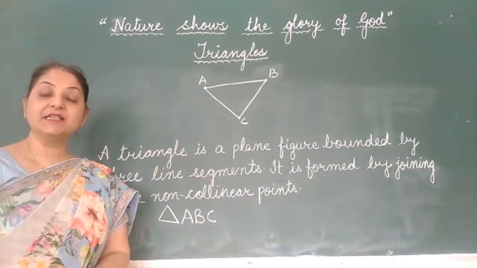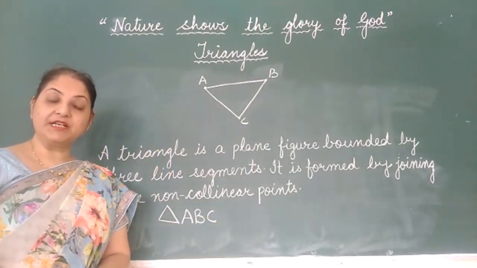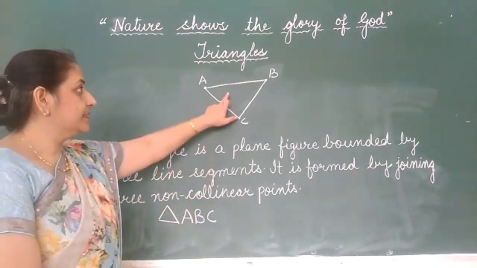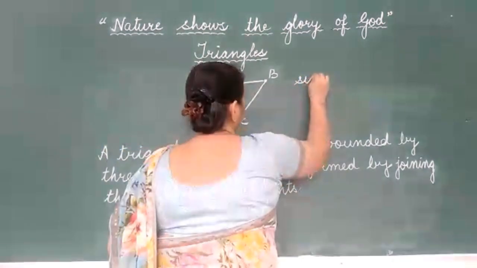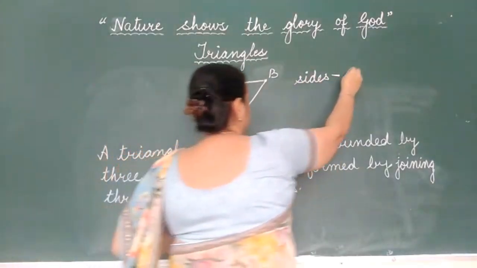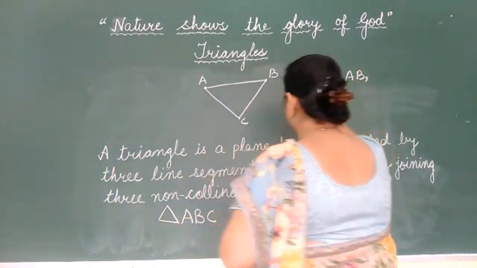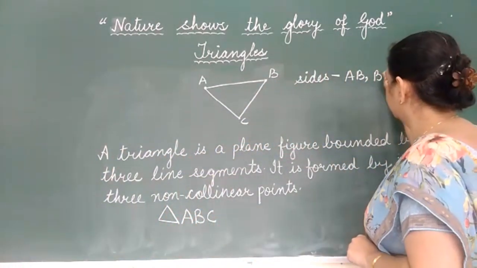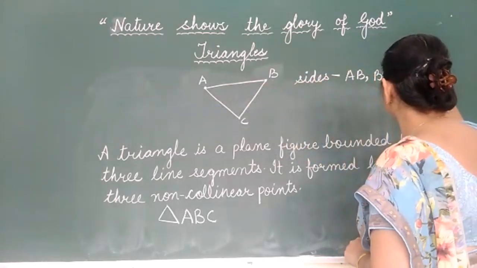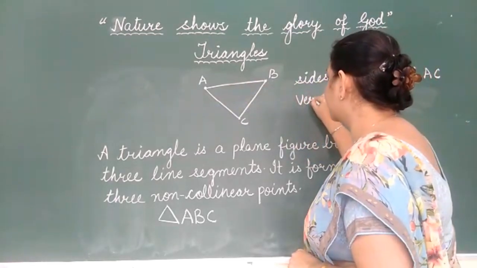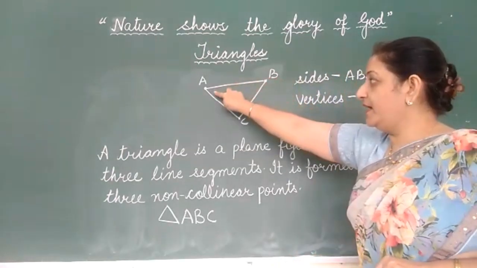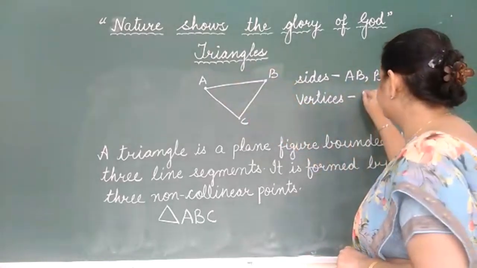A triangle has 3 sides, 3 vertices and 3 angles. Let us name them. The sides of a triangle are AB, BC and AC. It has 3 vertices: A, B and C.